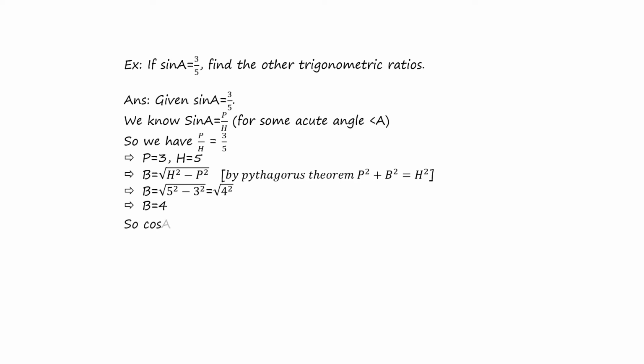So let's see that. Cos A equals B by H equals 4 by 5. Tan A equals P by B equals 3 by 4. Cosec A equals H by P equals 5 by 3. Sec A is equal to H by B equals 5 by 4. And cot A equals B by P equals 4 by 3.